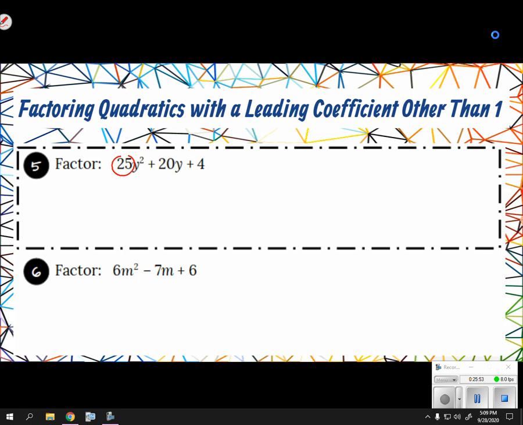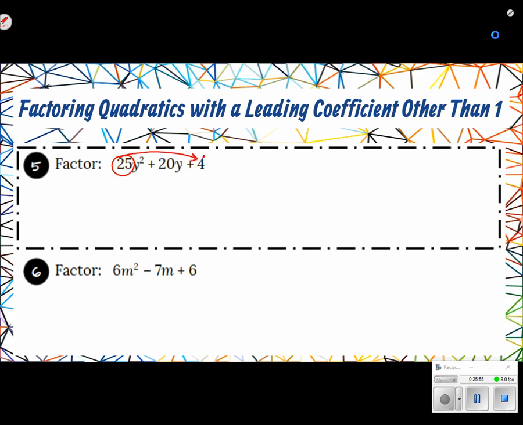We're going to send that 25 to the end. I always do this part. I always write this. So I'm looking at y squared plus 20y plus 100. I want to find 2 numbers that multiply to give me 100 and add to give me 20. I love these numbers. They're 10 and 10. Now, let's get them in parentheses. So that's y plus 10 and y plus 10.